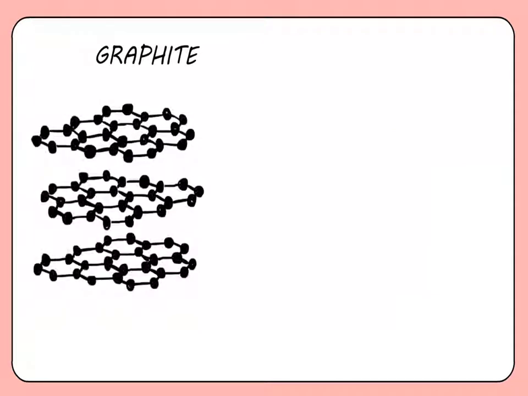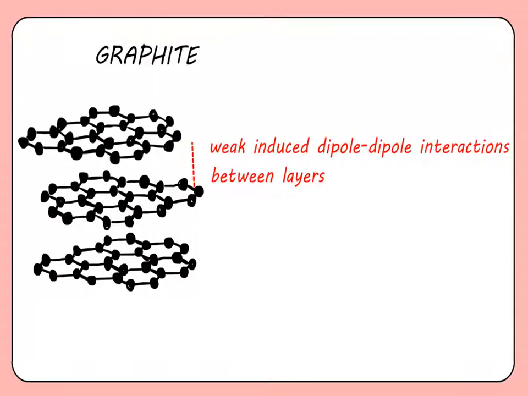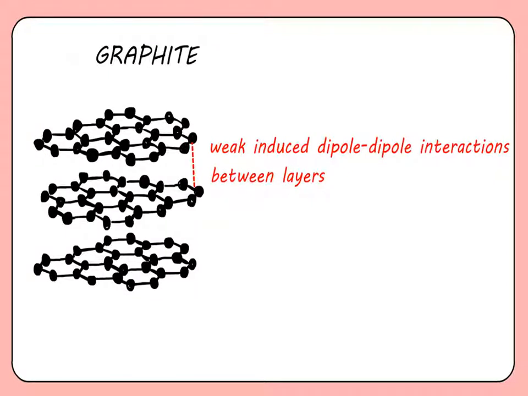Graphite is unusual as it forms hexagonal layers which consist of covalently bonded carbon atoms. There are weak induced dipole-dipole interactions between the layers, which allows the layers to slide over one another. This explains why graphite is soft and can be used as a lubricant.